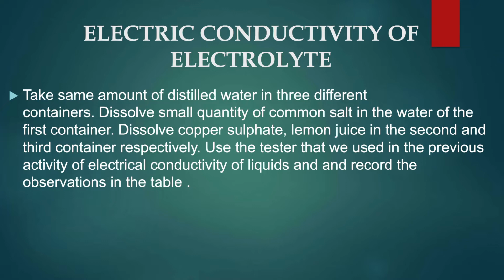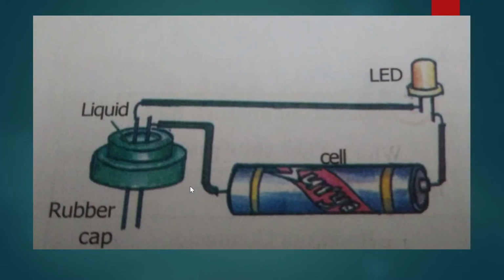Take the same amount of distilled water in three different containers. Dissolve a small quantity of common salt in the water of the first container. Dissolve copper sulfate in the other and lemon juice in the next, that is in the second and third containers respectively. Use the tester that we used in the previous activity of electrical conductivity of liquids and record the observations in the table.